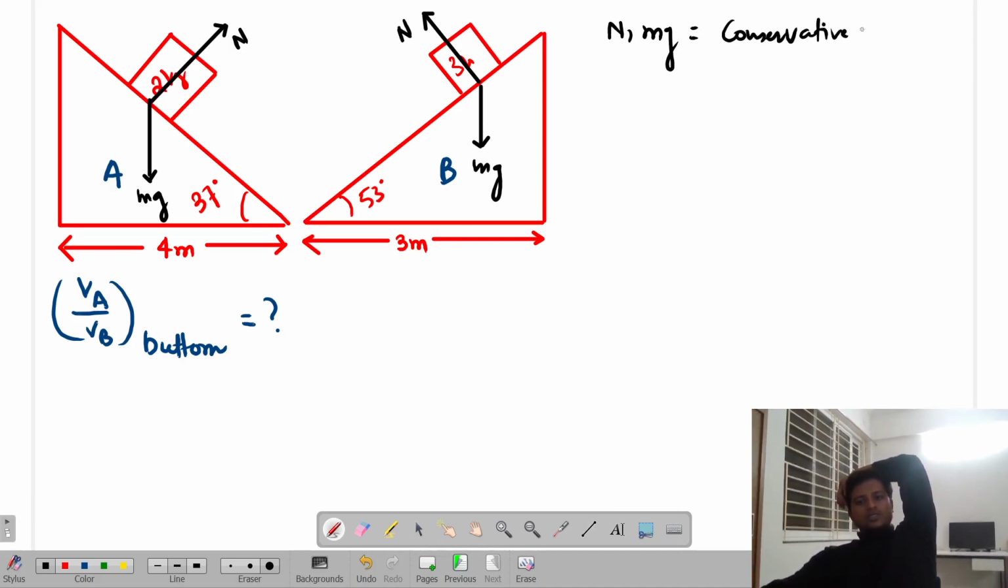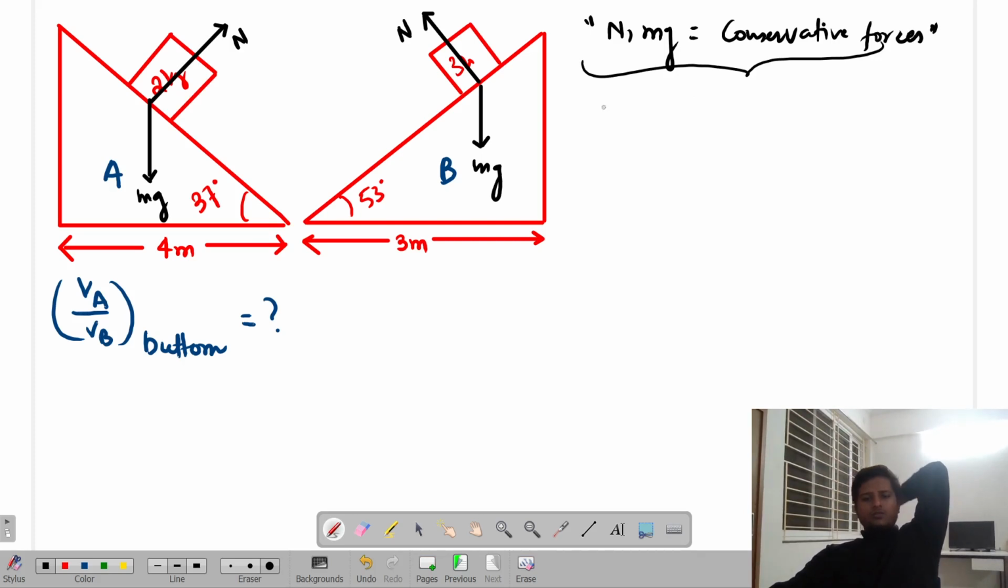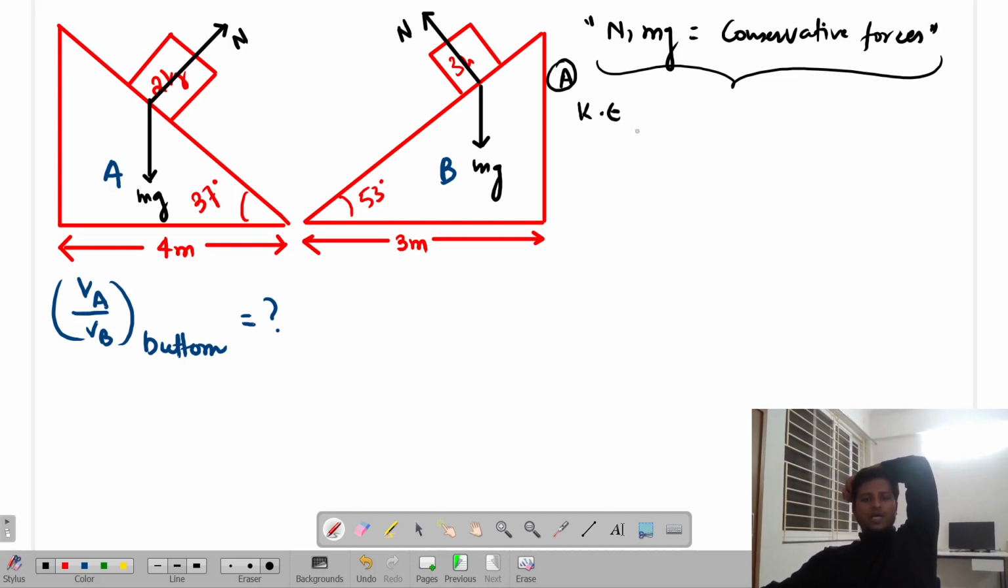And if they are conservative forces, then we know in simple terms that kinetic energy initial, if I consider block A, kinetic energy initial plus potential energy initial will be equal to kinetic energy final plus potential energy final.